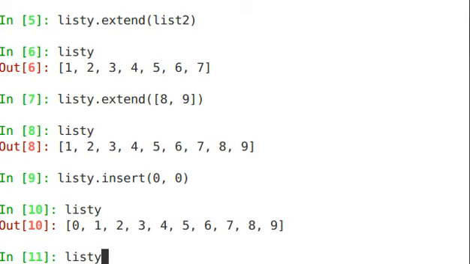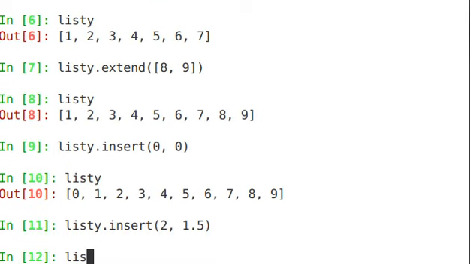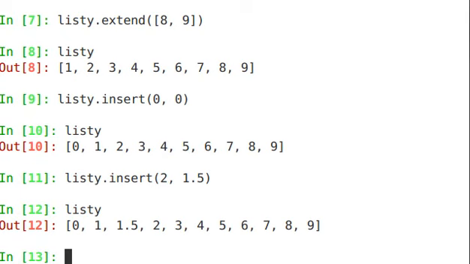To make this more clear, let me put something in somewhere else. Insert, let's go before 2, we want to have a 1.5. So before item 2, I want to put in 1.5. And there you have it. Now, this list is a little bit sloppy now because it was all integers before, and now we have a float value in there. Let's say we wanted to remove that.